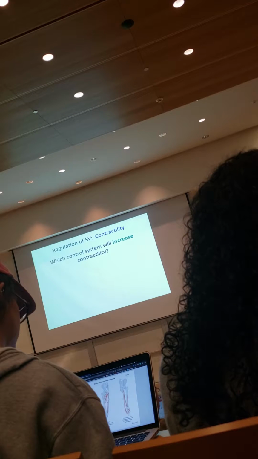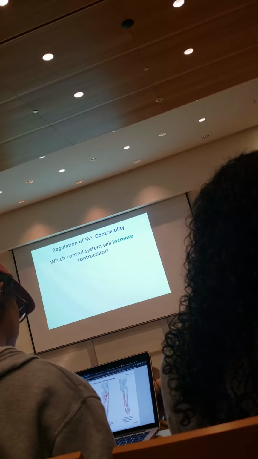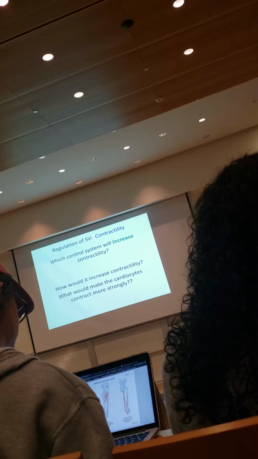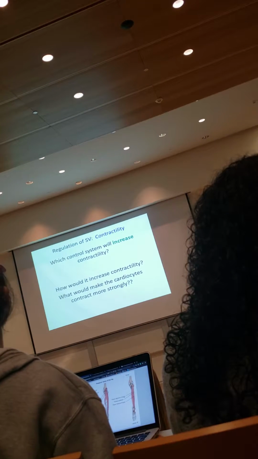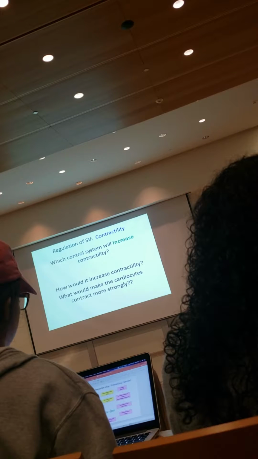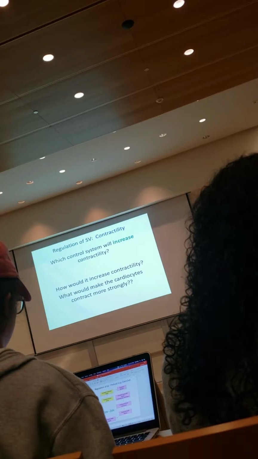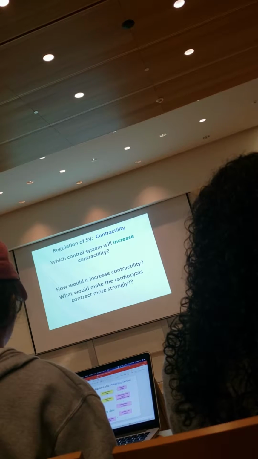First of all, let's talk about systems. That gives you a clue that it's not just going to be the cardiovascular system. Which 2 systems do you think we're going to talk about? Endocrine and nervous, right? Okay, how would it increase contractility? That's what I just asked you. What would make the cardiocytes contract more strongly? Anyone want to suggest ideas? I don't need the details on how you do that, the concept. What do you want to get more of?